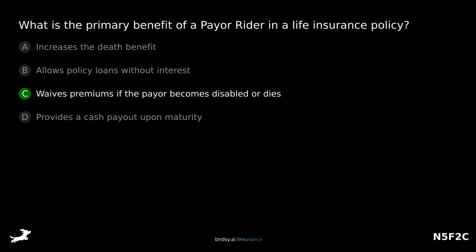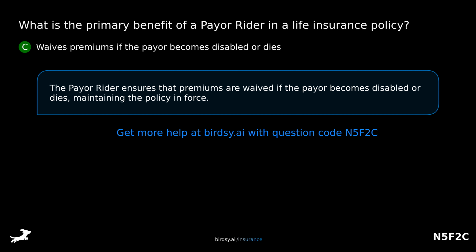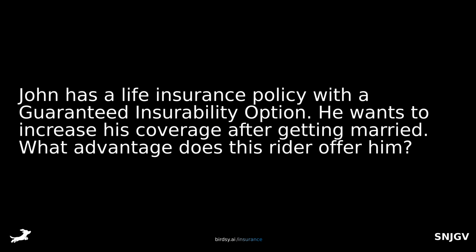The answer is C, waives premiums if the payor becomes disabled or dies. The Payor rider ensures that premiums are waived if the payor becomes disabled or dies, maintaining the policy in force. John has a life insurance policy with a guaranteed insurability option. He wants to increase his coverage after getting married. What advantage does this rider offer him?